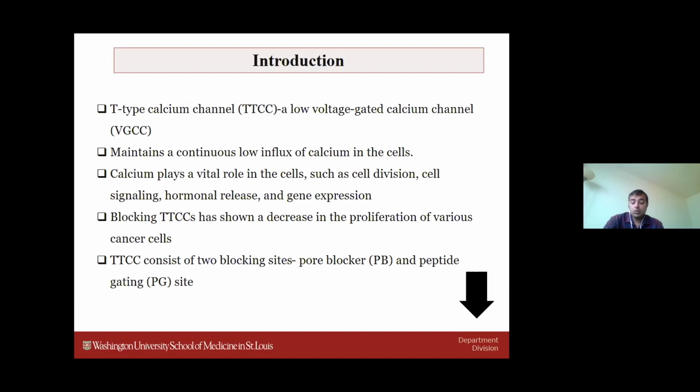So we aimed at blocking TTCC, which can also help to overcome the resistance of cancer cells towards anti-cancer drugs, as calcium signaling plays an essential role in providing drug resistance. For that, we have used the T-type calcium channel A protein, which consists of two blockage sites. One is the pore blocker, in short form PB, and the other is the peptide gating site, which we call the PG site.